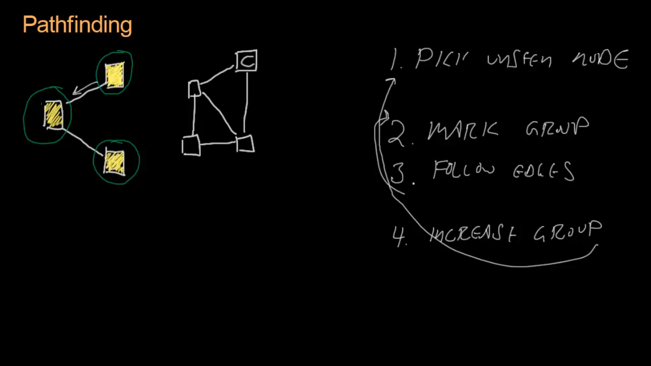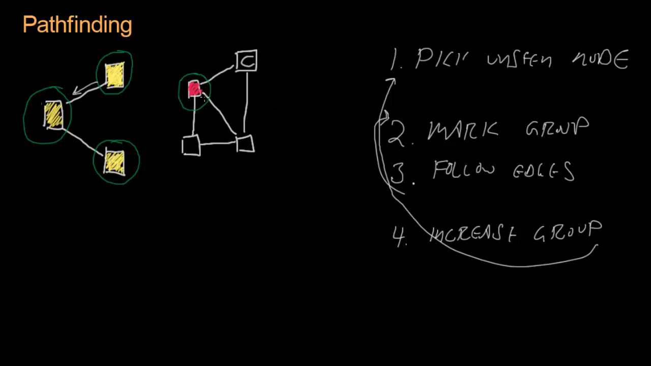So step 1 is to pick an unseen node. And since these 3 nodes already have groups, we're not going to pick any of them because we've seen them, we've considered them. So let's pick this one. Again, arbitrarily, it doesn't matter which one as long as it's one we haven't seen yet. So we're going to continue step 2 of our algorithm. We mark it as being part of our group. We have a new group now. It's the purple group. And then we follow edges.